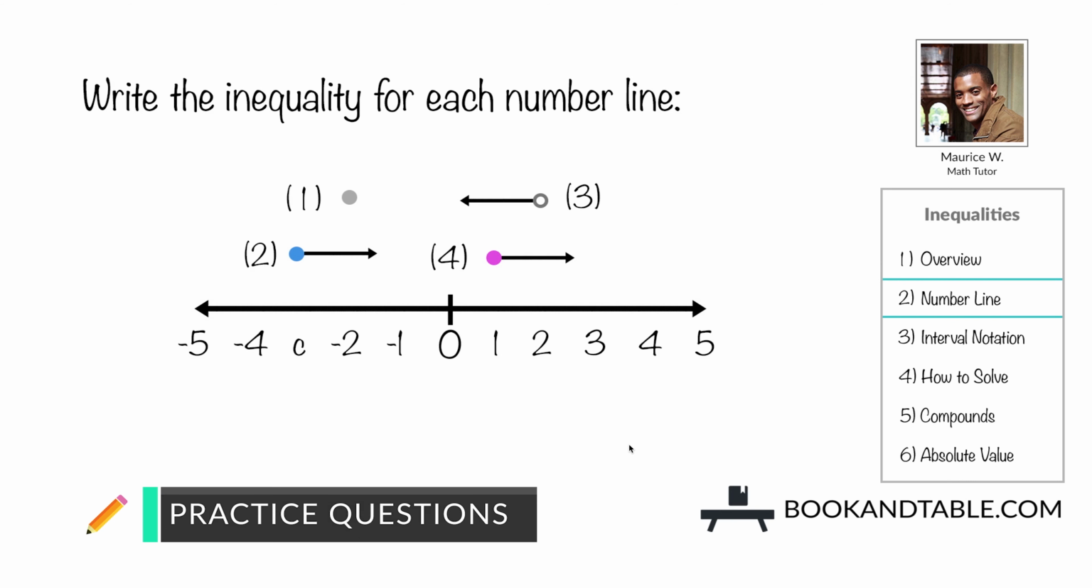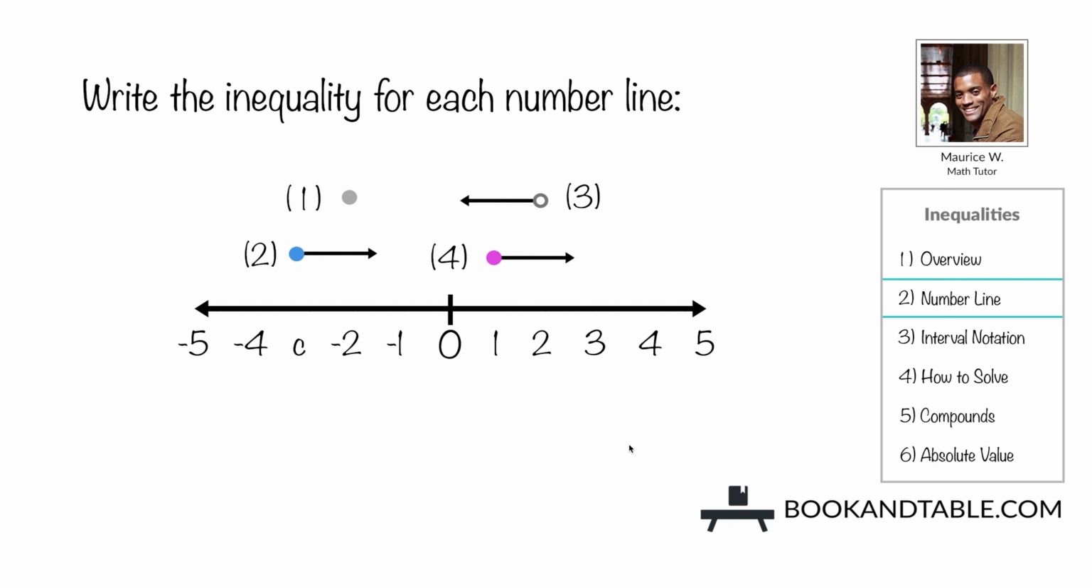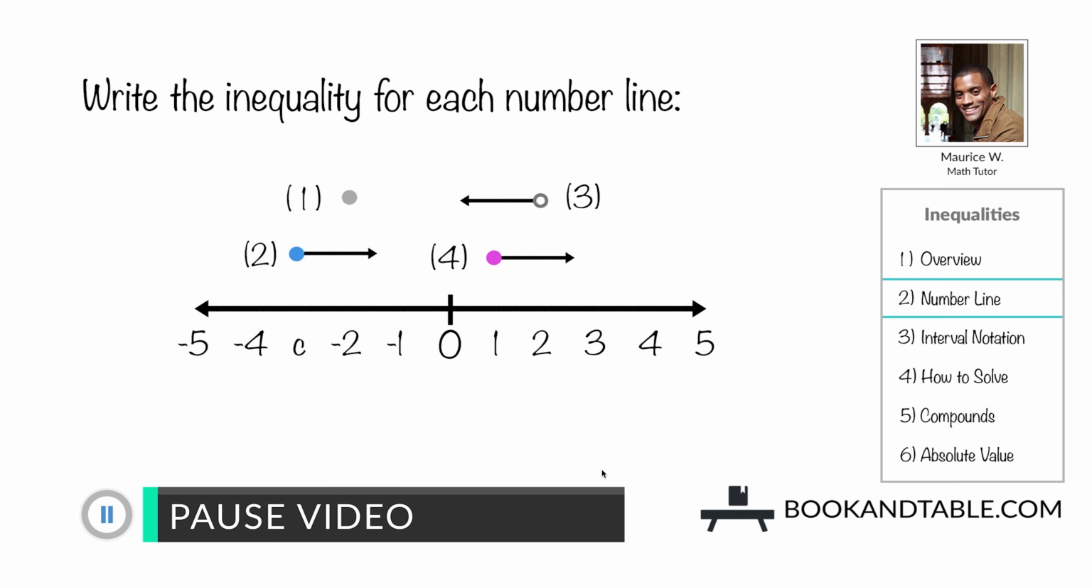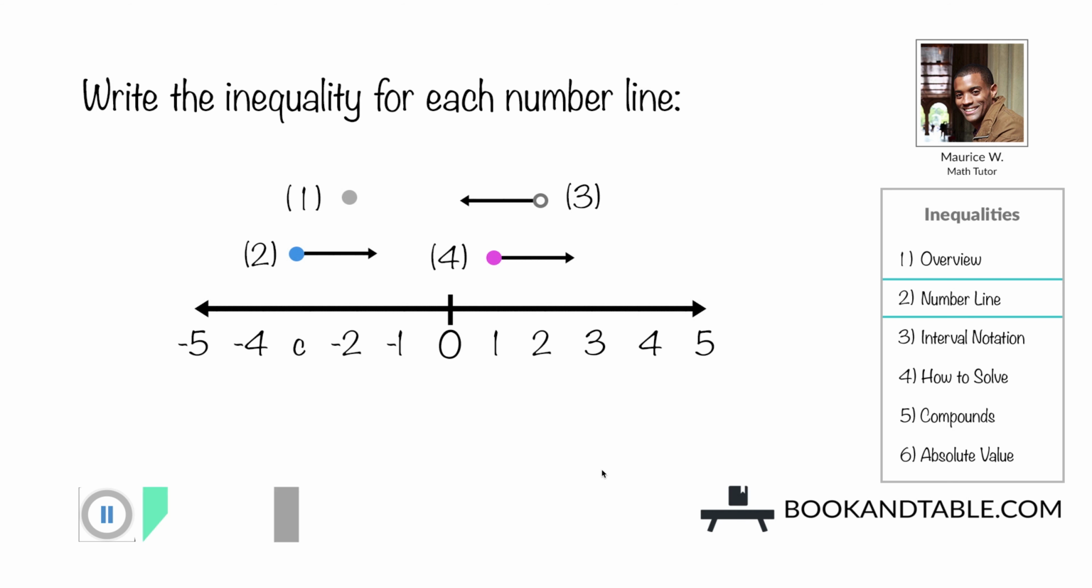Now I'm going to give you some number lines, and I want you to write the inequality that they represent. So question number 1, we have a filled circle here. Question number 2, we have a filled circle with an arrow to the right here. Question number 3, we have an empty circle with an arrow to the left here. And question number 4, we have a filled circle with an arrow to the right here. Pause the video, write the inequality for each of these, and then press play when you are ready to begin.